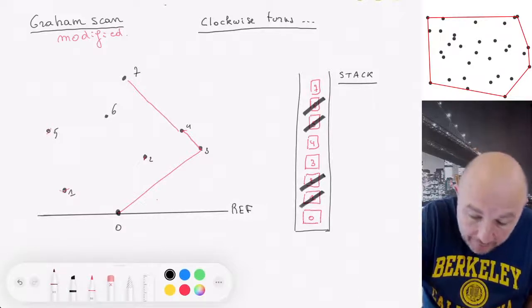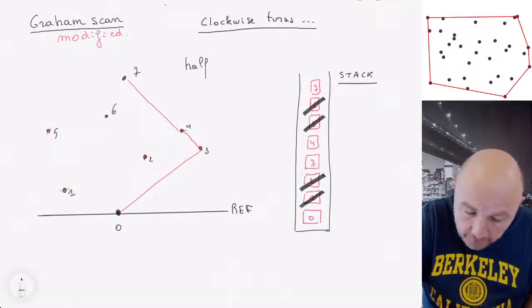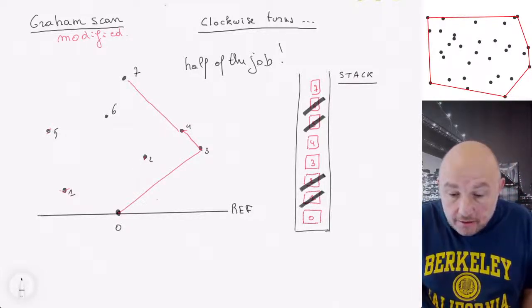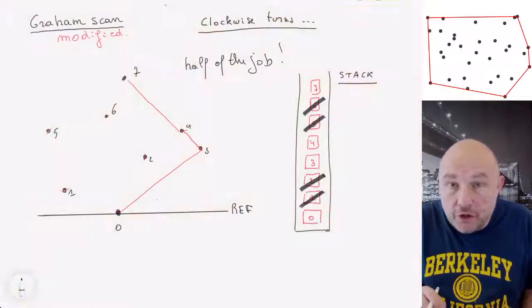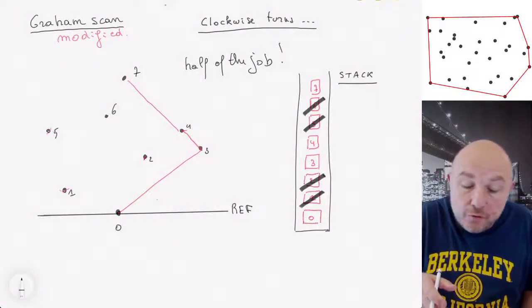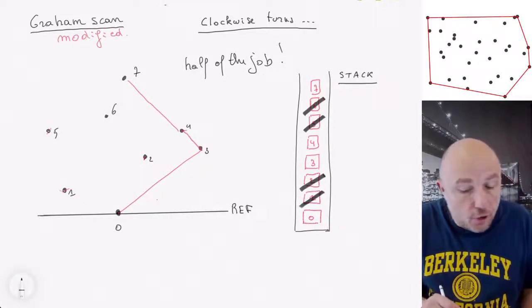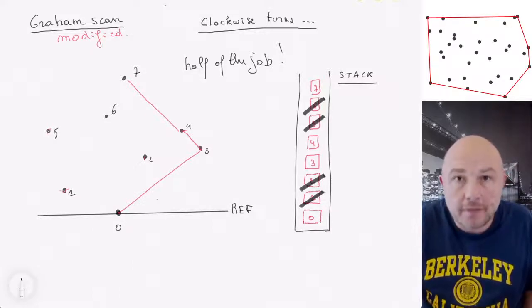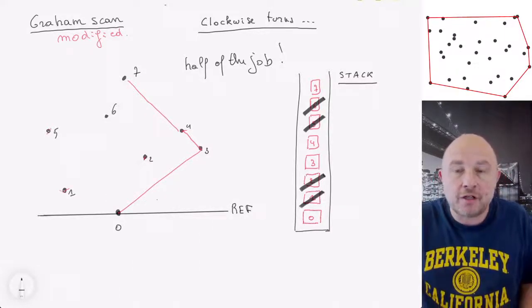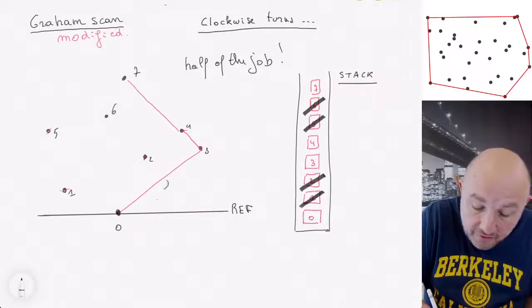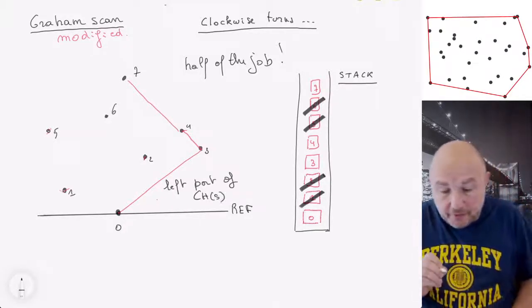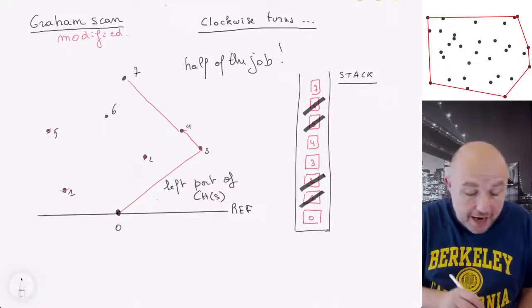So we have done half of the job, which is obvious. Because we only walk in a way that we do counterclockwise turns, we can go only from that point, the bottom point, to point 7, which is the highest point. We have done, in fact, what is called the left part of the convex hull. Oh yes, we've done just the left part. So how do we do the right part?